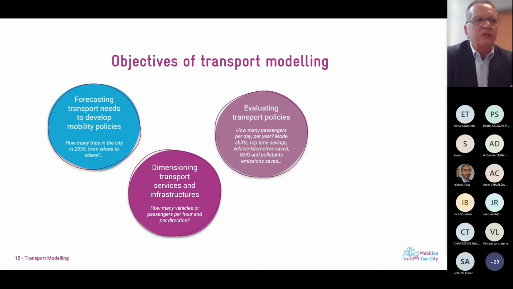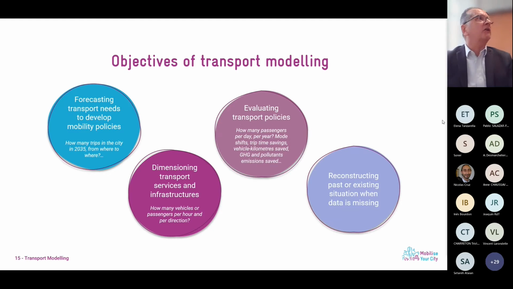A third kind of objective would be to evaluate transport policies. For that, the outputs that will be wanted are the number of passengers per day or per year, but also mode shifts, trip time savings, the number of vehicle kilometers that could have been removed from the road system, the evolution of pollutant emissions and greenhouse gas emissions, things like that, and energy consumption and so on. And a fourth kind of objective for transport modeling would be to reconstruct past or existing situations when data is missing. So modeling is not only for the future.